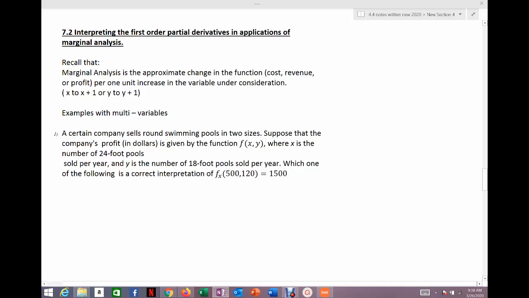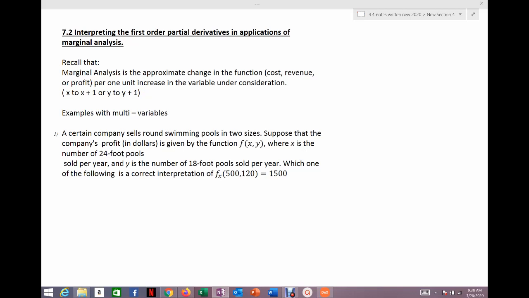Alright, this is the last set for the 7.2. There's a lot in 7.2. We introduce multivariable functions, first derivatives, first order, second derivatives, which would be second order partial derivatives. Alright, in this last set we're going to do an application.